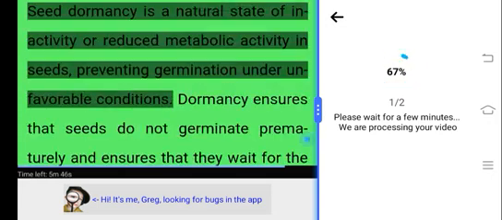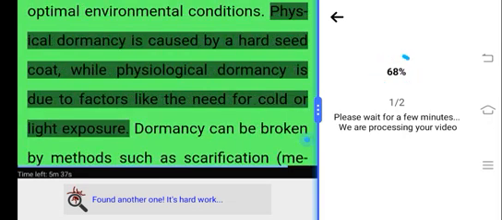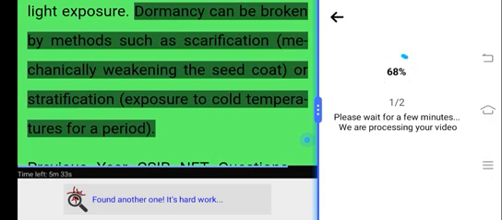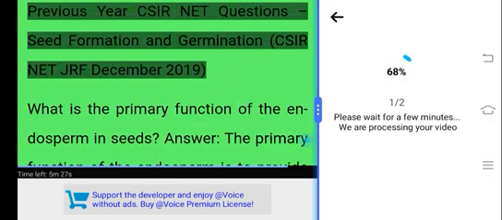Dormancy and breaking dormancy. Seed dormancy is a natural state of inactivity or reduced metabolic activity in seeds, preventing germination under unfavorable conditions. Dormancy ensures that seeds do not germinate prematurely and that they wait for the optimal environmental conditions. Physical dormancy is caused by a hard seed coat, while physiological dormancy is due to factors like the need for cold or light exposure. Dormancy can be broken by methods such as scarification, mechanically weakening the seed coat, or stratification, exposure to cold temperatures for a period.